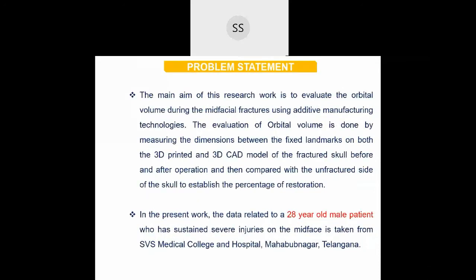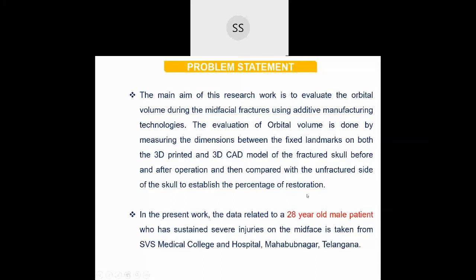The main aim of this research work is to evaluate the orbital volume during mid-facial fractures using additive manufacturing technologies. The orbital volume evaluation is done by measuring the dimensions between fixed landmarks on both the 3D printed and 3D CAD model of the fractured skull, before and after operation, then comparing with the unfractured side of the skull to establish the percentage of restoration.